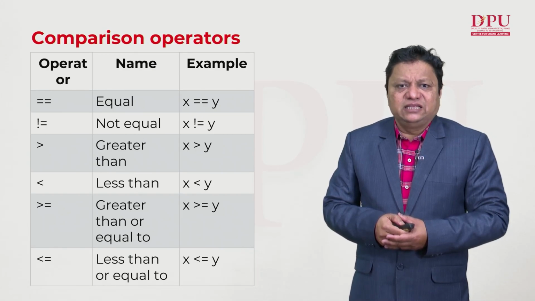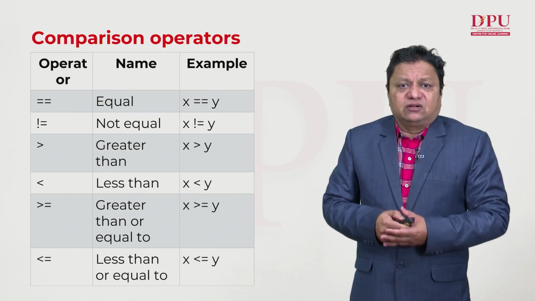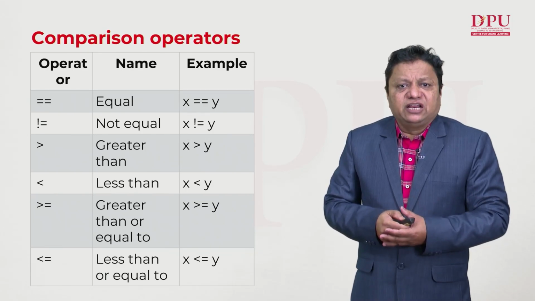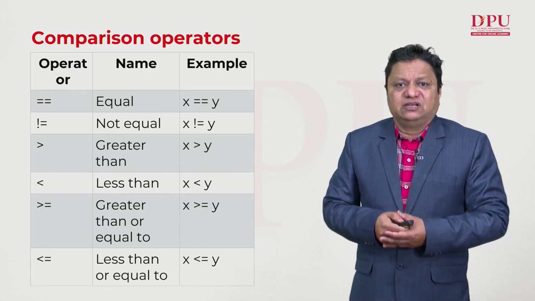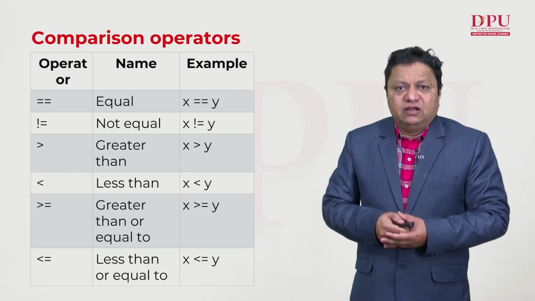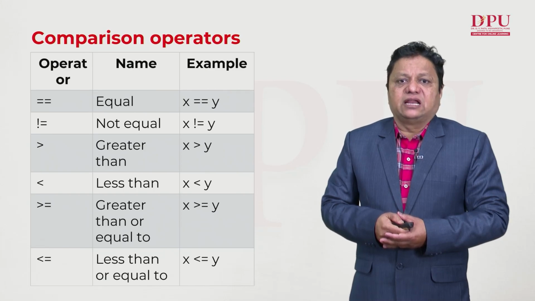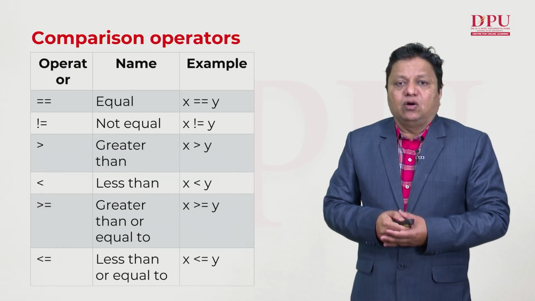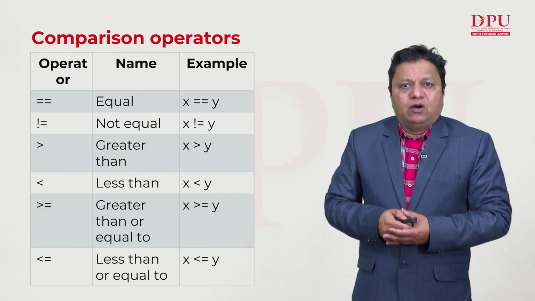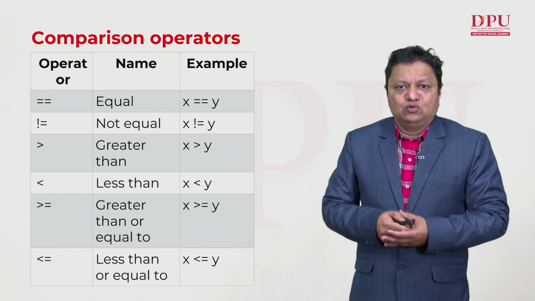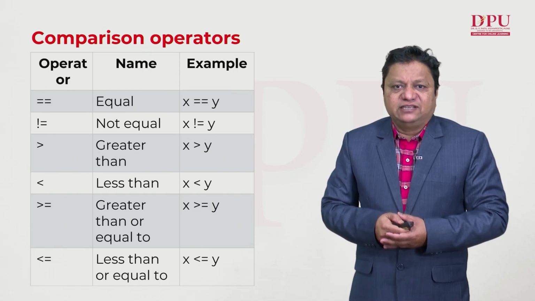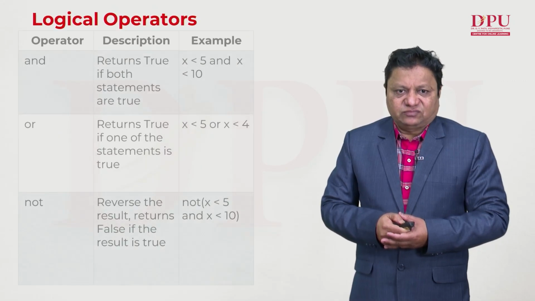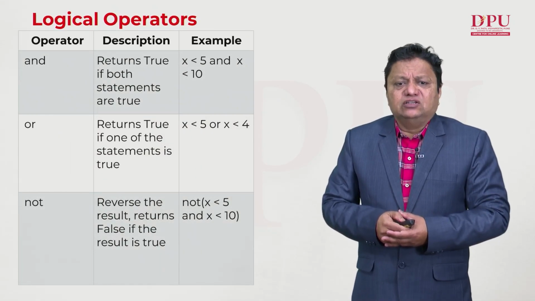So all these are the comparison operators, or relational operators, that we can use to check the relation between two variables, whether they are equal, not equal, greater than, less than, greater than or equal to, or less than or equal to. In order to perform all these operations, we can use these relational, or comparison, operators in Python as well. Now let us see the logical operators.